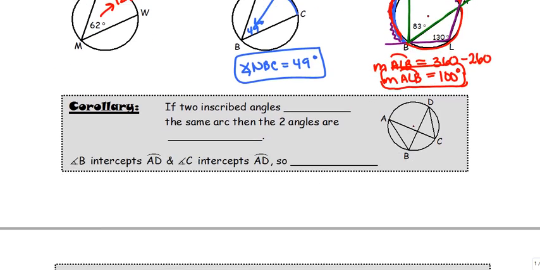Alright, that's our first one. Our second theorem here, corollary, is if two inscribed angles intercept the same arc, then the two angles are congruent. So I have two different angles with the same intercepted arc.